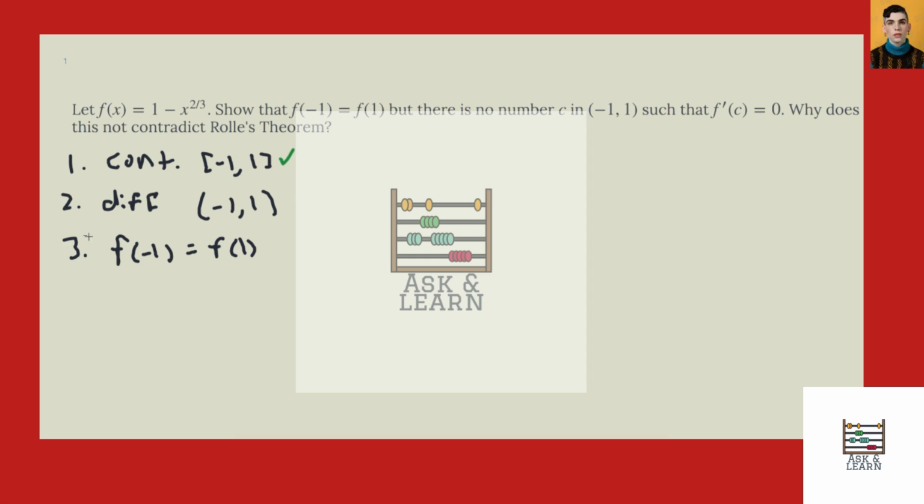We cannot assume differentiability. This is a little tricky. We're going to talk about this in a second. So we're going to come back to 2. Sorry about that. And then we're going to check if f of negative 1 equals f of 1 right away.